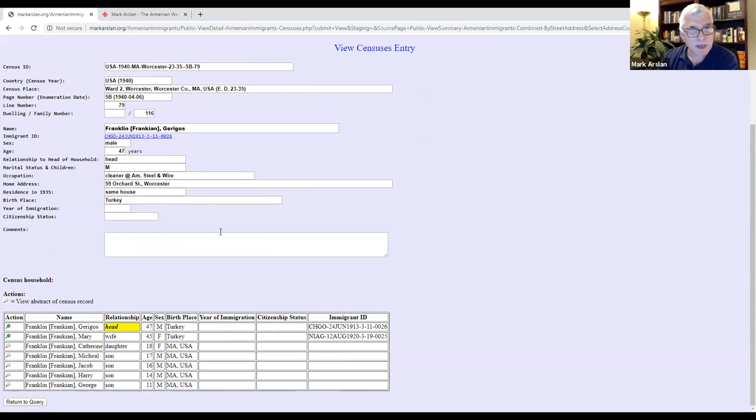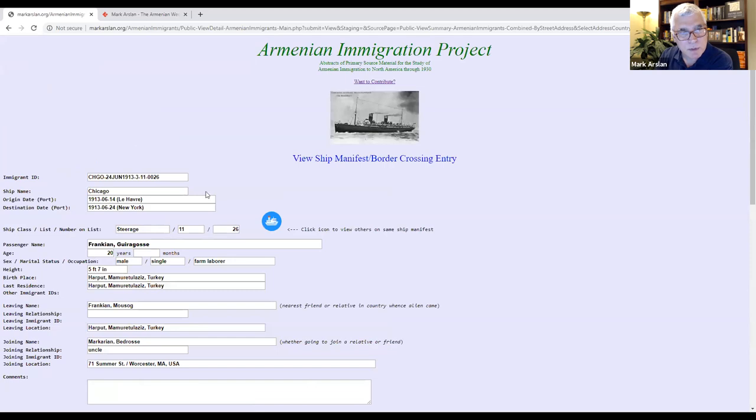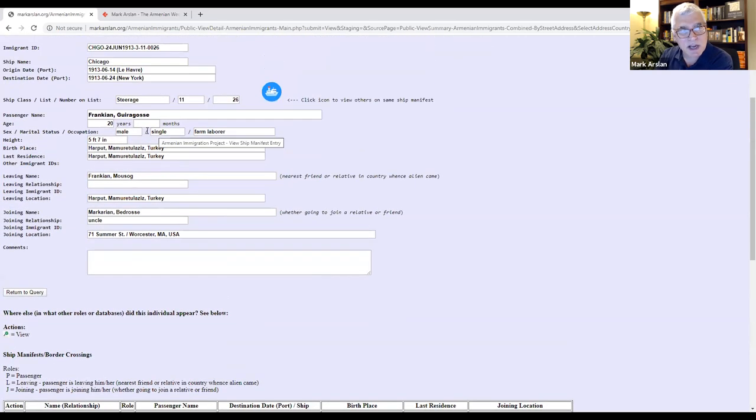But what we can do is find every single record I found for Giragos, which might include others. He came over in 1913, so I might have him in the 1920 and 1930 censuses as well. Let's see what we have for Giragos. We can also see what name he had on the ship manifest. So we click on that and you can see that's how it was spelled on the ship manifest. That's why you've got to be very open-minded about looking for the spellings of these names.